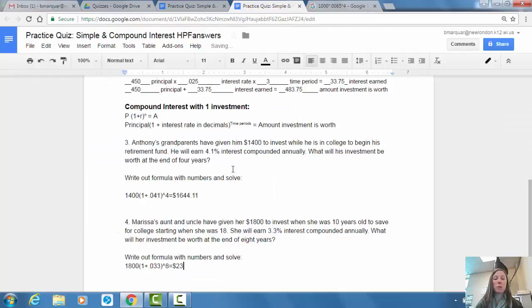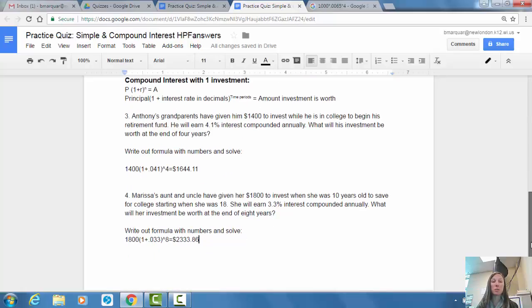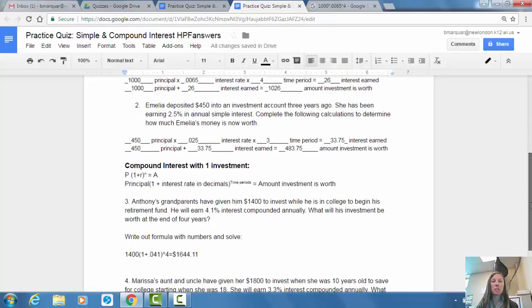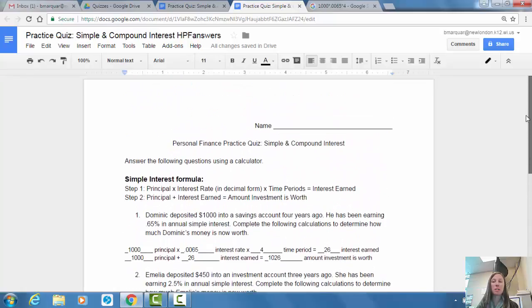2,333.86. So her investment grew over $500 over an 8-year time period, but again, that's money that she didn't have to work for, that just grew using interest. So that's compound interest and simple interest, and hopefully after you review this, you will be ready for your actual quiz.